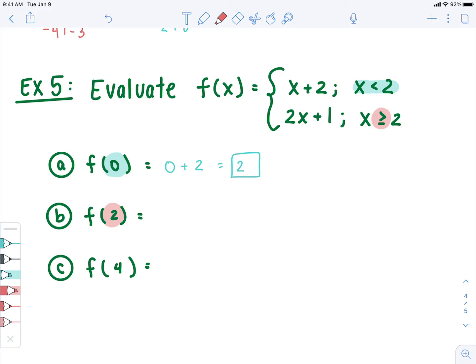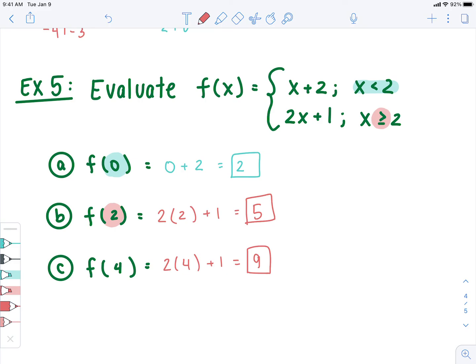All right. So if I plug in 2, what do I get? I get 2, right? Times 2 plus 1. 5. What happens if I want to plug in 4? Which one do I use? The top one or the bottom one? Bottom, yeah. So 2 times 4 plus 1, 9.